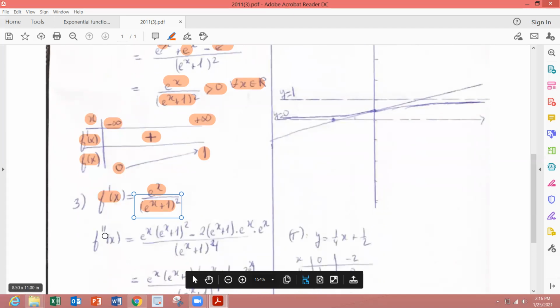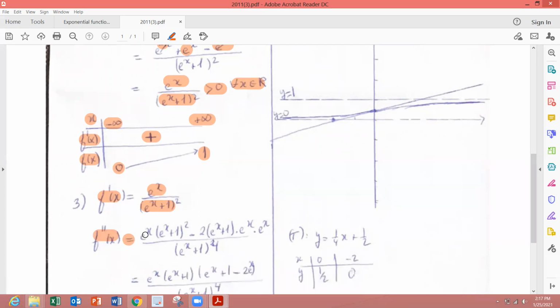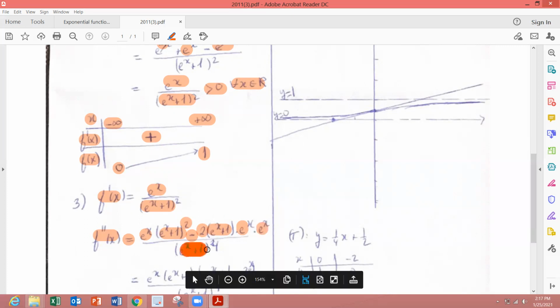So f double prime x equals u prime, e^x, into v, e^x plus 1 squared, minus v prime, v is squared so v prime is 2 e^x plus 1 times the derivative of e^x plus 1 which is e^x, times u, over e^x plus 1 to the power 4. It was squared, it becomes power 4.